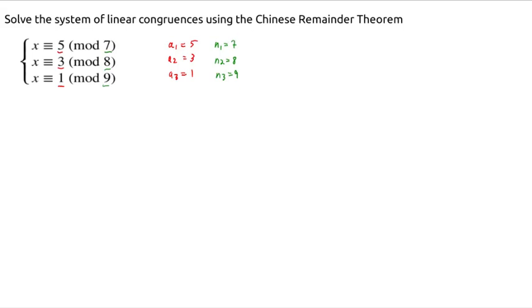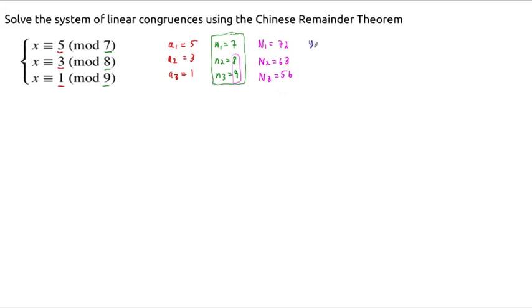From these N's, we have to create our capital N's. So capital N1 is the product of the other two. Remember, that's how the capital N's are built. They're the product of all the other lowercase n's except for the one with the same index. So 9 times 8 is 72. Capital N2 is then the product of 9 times 7, which is 63. And capital N3 is the product of 7 times 8, which is 56. Okay, by the way, at this point we're not going to use this row other than that we need these numbers to compute stuff with the other numbers.